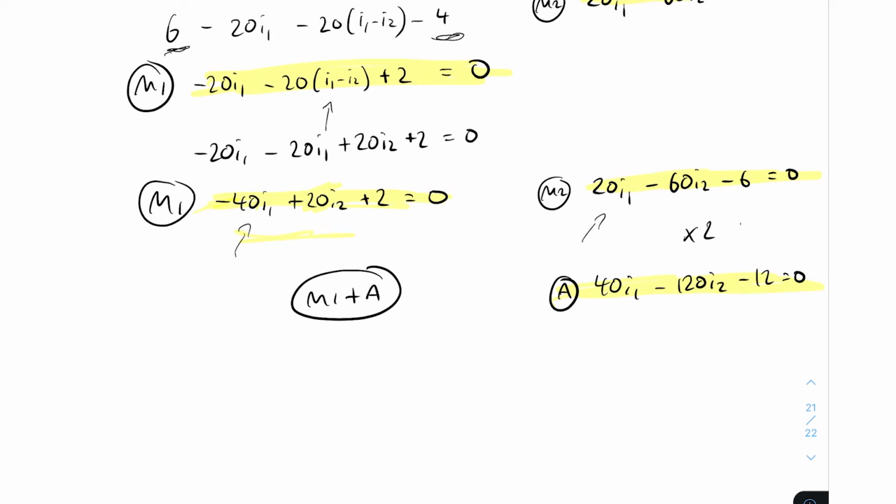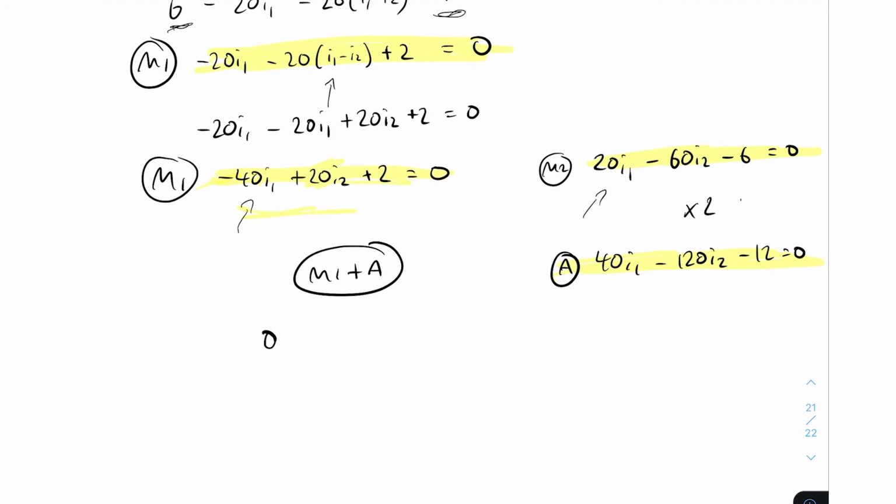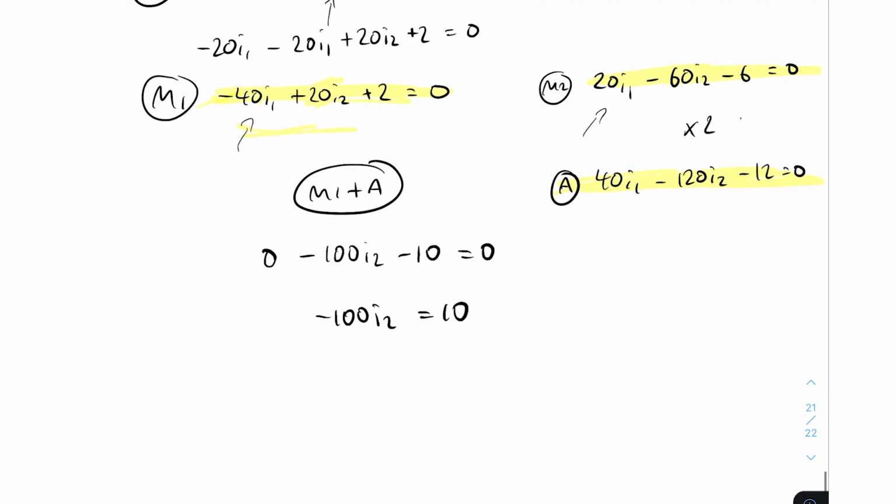Okay, so now let's add M1 and A together. So we've got minus 40 I1 plus 40 I1 is equal to 0, and then we've got 20 I2 minus 120 I2 is minus 100 I2, and then you've got 2 plus minus 12, which is minus 10, which is equal to 0. And so you get minus 100 I2 is equal to 10, when you add 10 onto both sides.